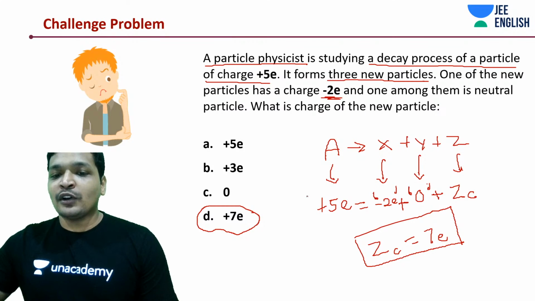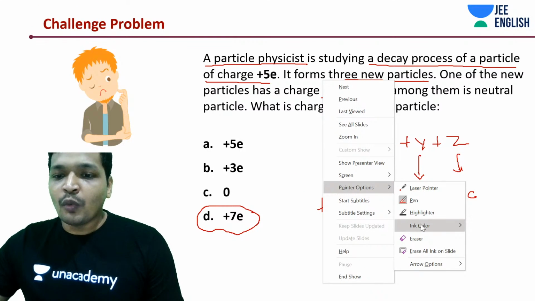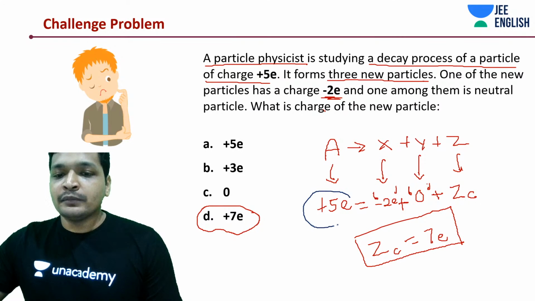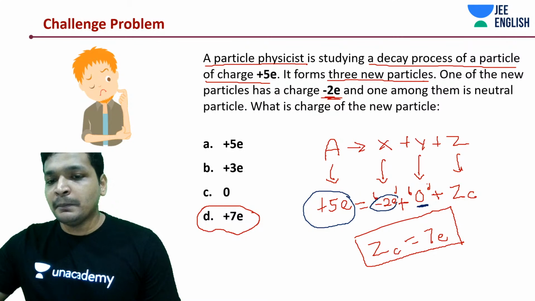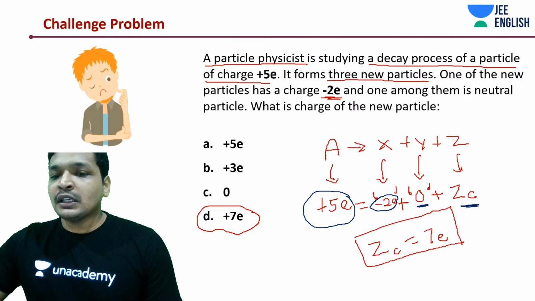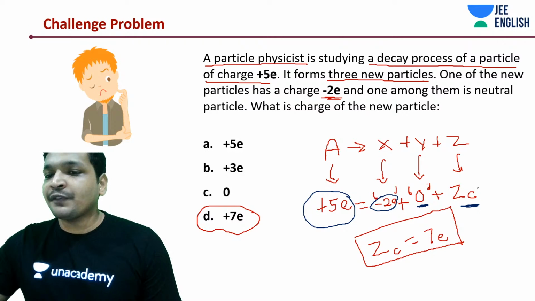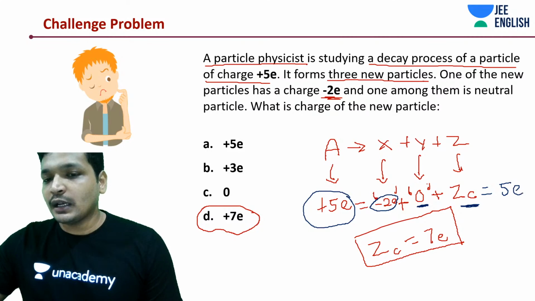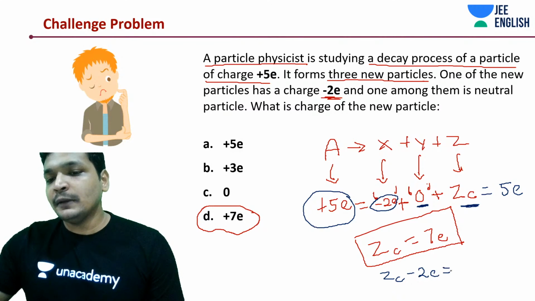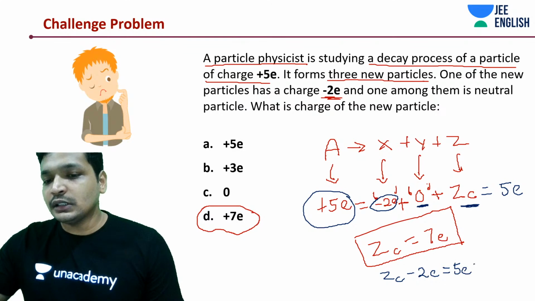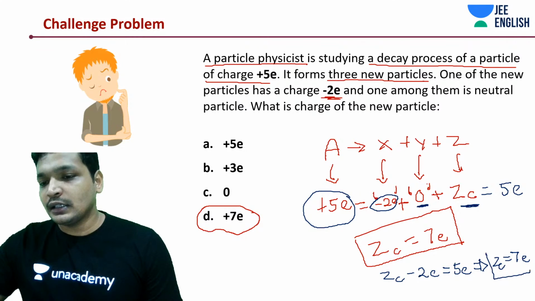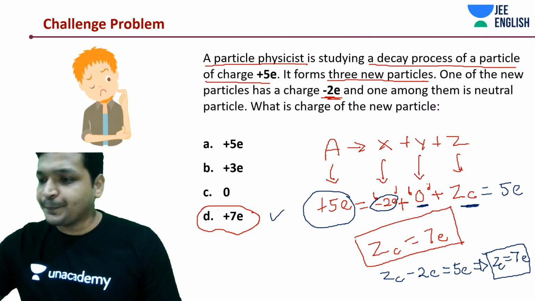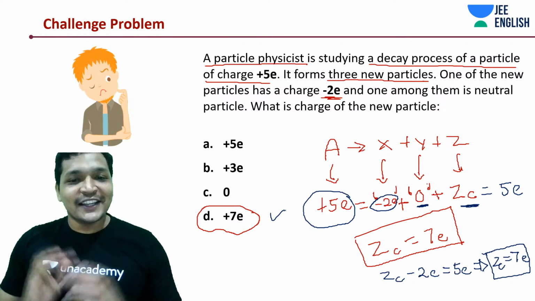So this was having a plus 5e charge. What happened? It decayed to form 3 particles. One is neutral, it carries no charge, so 0. The second one is going to be minus 2e. So what should be the third one? The amount of charge should be conserved. It should be plus 5e in this system as well, right? So minus 2e, Z minus 2e should be 5e. So how much should be Z? 7e, right? Right? Easy? Yes, that is why we have these kind of problems.